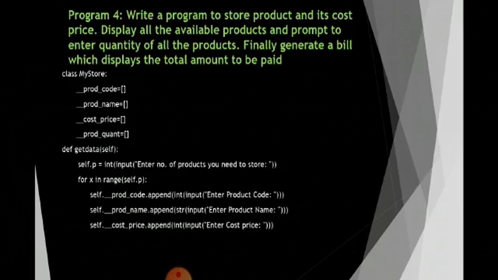Whatever number of products you give will be stored in the name self.p. And then we use a for loop to get the values one by one. For example, if I give 5 as the number of products, then you have to specify the product code, the product name, the cost price, and the quantity.